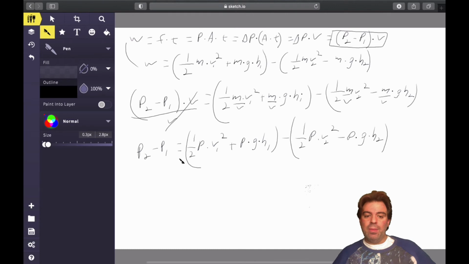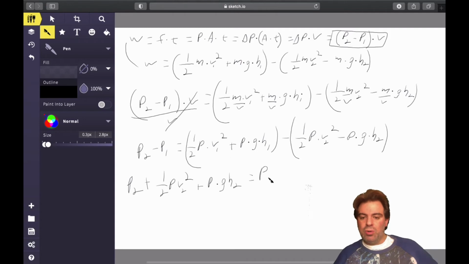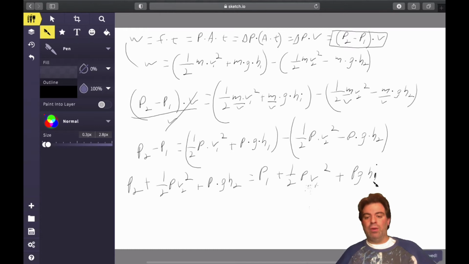So what do we basically have? We have P2 now. We bring this entire term right here, so it becomes minus 1/2 rho V2 squared. So the minus is going to now become positive. And this over here is going to be positive as well because we're bringing it on this side, and it becomes rho g h2 equals, now we take pressure 1, we bring it on this side, so pressure 1 plus 1/2 rho V1 squared plus rho g h1, as you can see right over here.